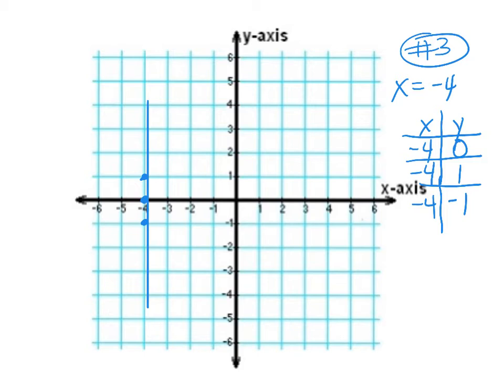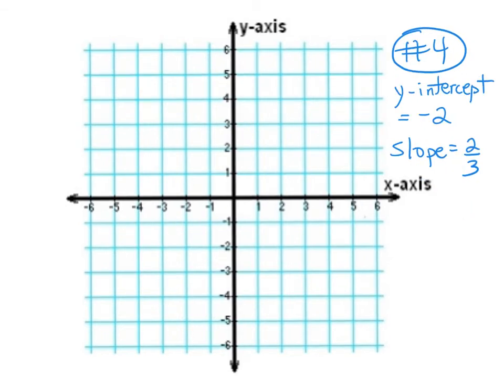And I'm going to put my arrows at either end, and those are 3 points for that. It says to label at least 3 points on the line. One other thing that I will mention to you is remember that the slope of this is undefined. The slope of all vertical lines is undefined.